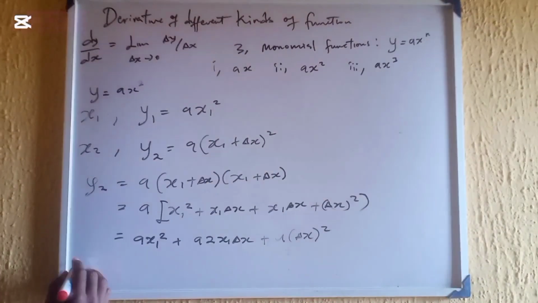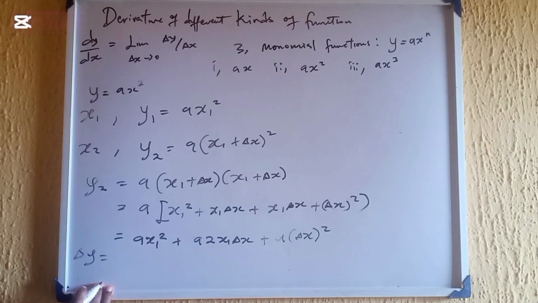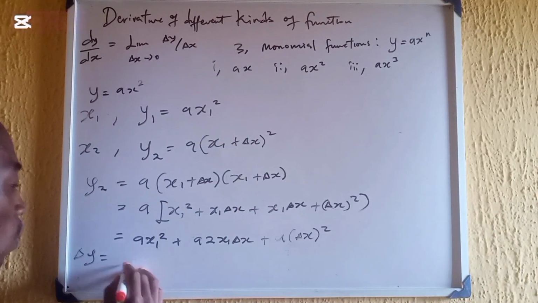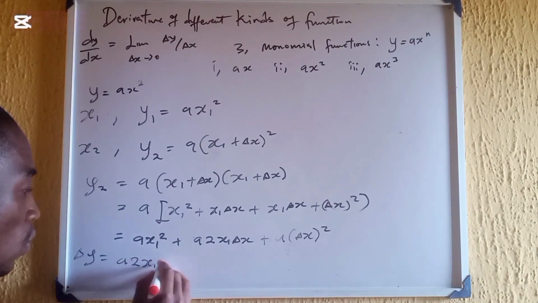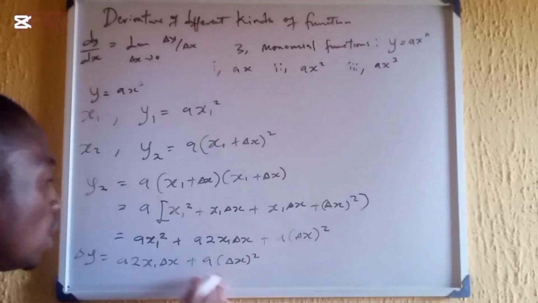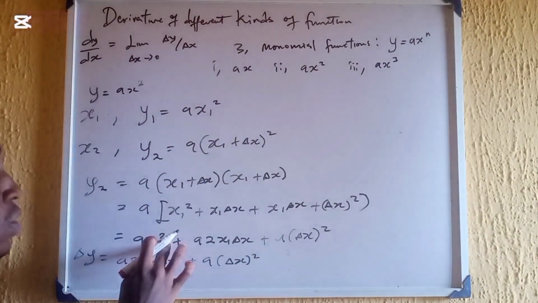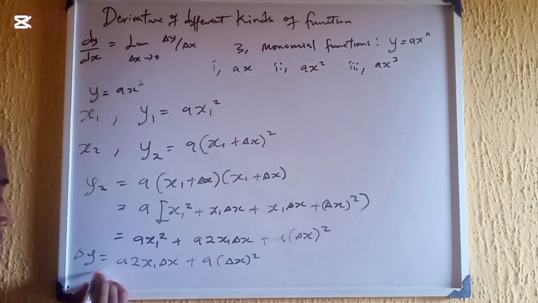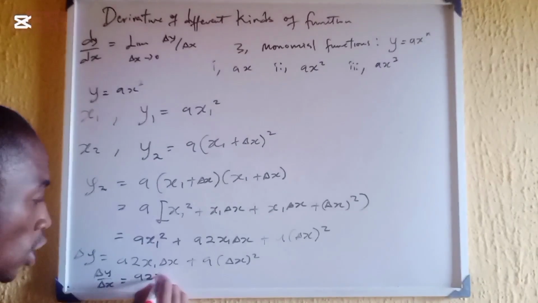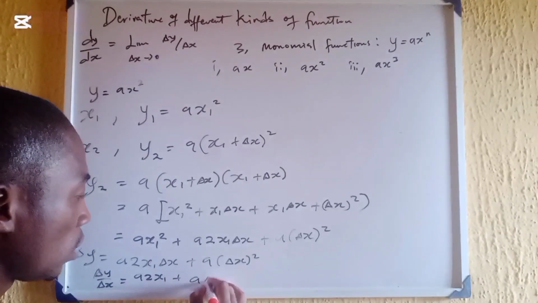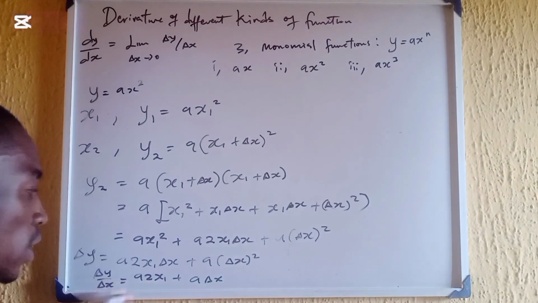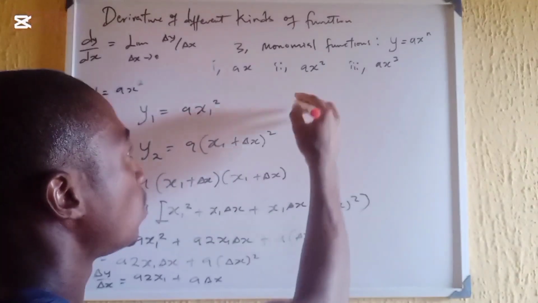So what will be our change in y? Our change in y will be this minus this. So we'll be having change in y equal to a2x1 change in x plus a change in x squared. That's after we've removed ax1 squared, which is this. So dividing by change in x, we'll be having a2x1 plus a change in x. Now, what do we do? We take the limit of this function as change in x tends to 0.